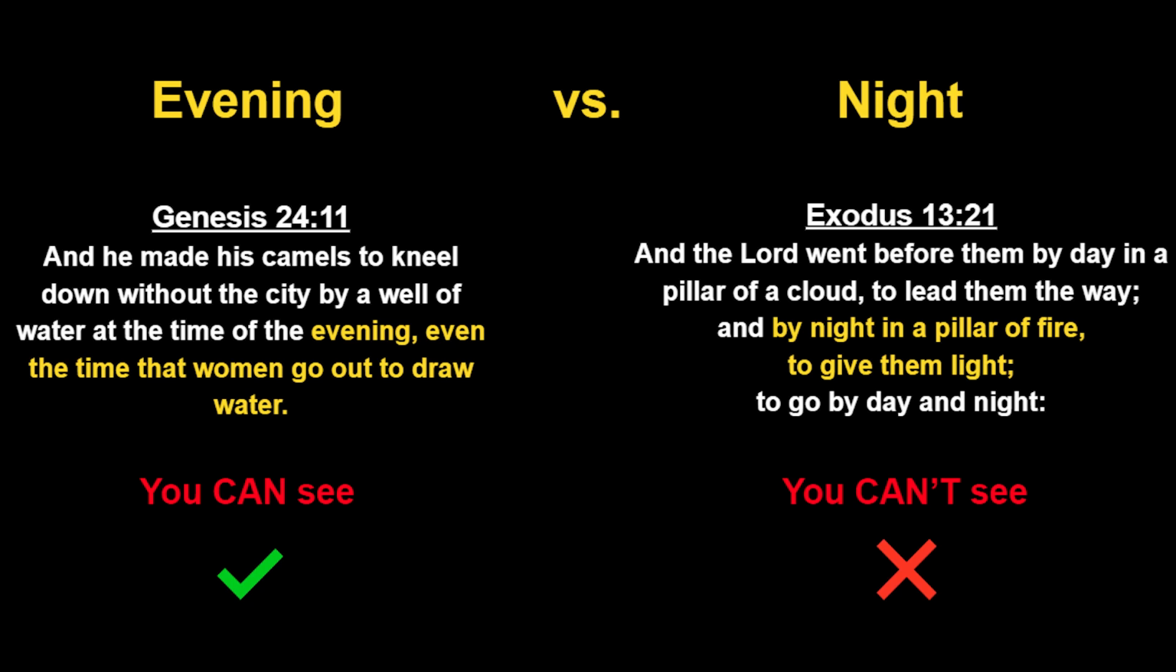So in summary, the evening time that we've been reading about was a time period in which you could see. This is the reason why Rebekah was able to go out and draw water at this time. The nighttime that we read about back in Exodus was referring to a period of darkness. This is why the Lord led our forefathers by night in a pillar of fire in order to give us light. We needed a pillar of fire because this was a time in the night in which we could not see.